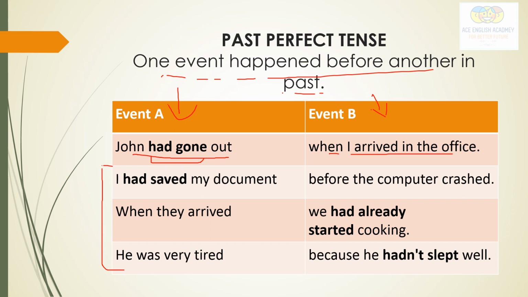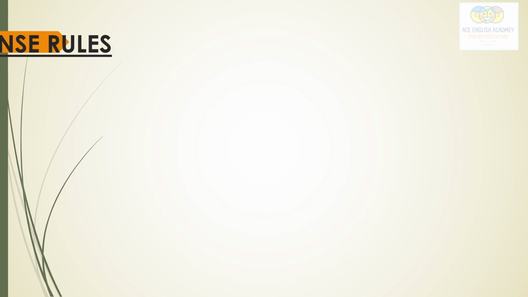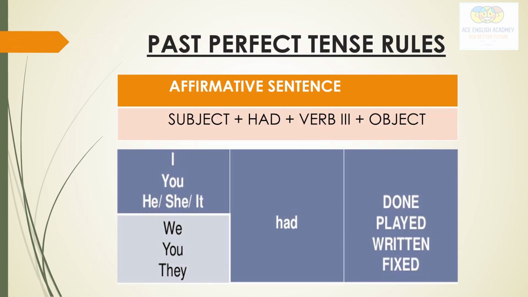Moving on. The rules we use for framing sentences in the past perfect tense. For affirmative, meaning the normal positive simple statements.